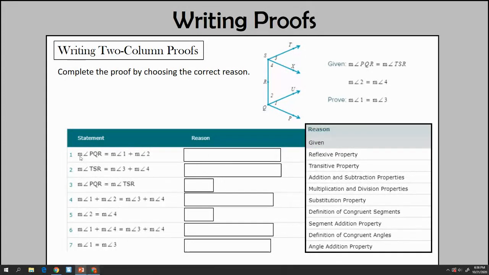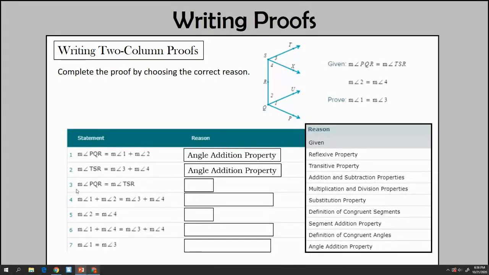So let's start with our first statement. The measure of PQR equals the measure of angle 1 plus the measure of angle 2. So PQR, the overall angle, is equal to the sum of the two angles that are inside that angle. Hopefully you see that as angle addition property. Okay, angle TSR is equal to angle 3 plus angle 4. 3 plus 4 equals TSR. That's the same thing, angle addition property. The two small angles add together to make the big one.